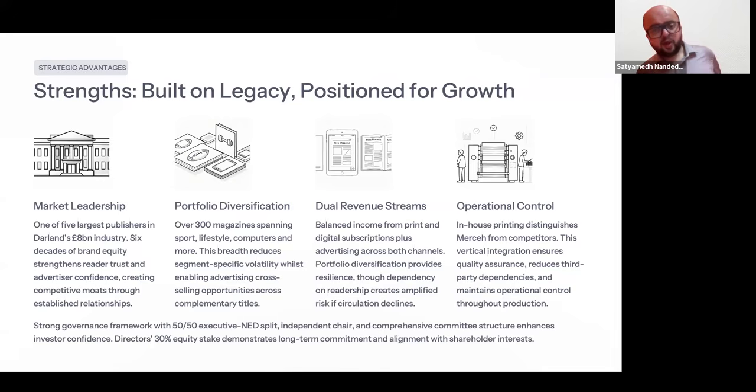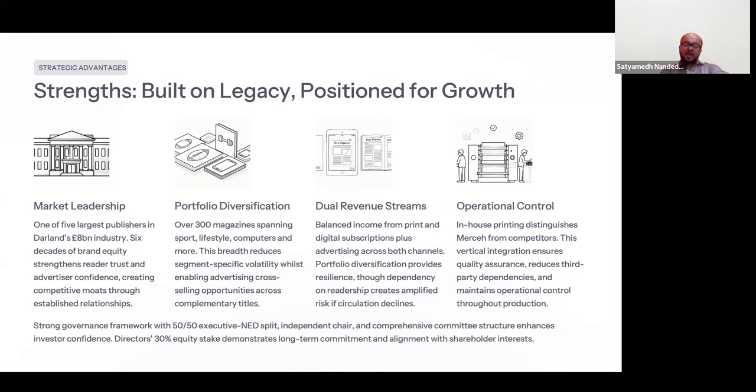Another good part is that they are not dependent just on subscription. They also get good advertising revenue. So there are dual revenue streams, and then there is operational control also. Basically, the in-house printing that Mercy has reduces third-party dependency and reduces the chances of quality issues later with other people, and it helps to maintain operational control throughout production.